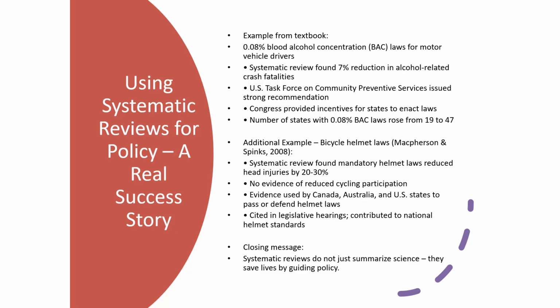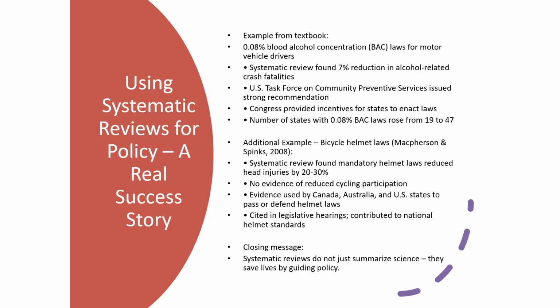Finally, let's talk about how systematic reviews actually changed policy. The textbook gives us an excellent example: the 0.08% blood alcohol concentration law. A systematic review found that lowering the legal BAC limit from 0.10% to 0.08% reduced alcohol-related crash fatalities by 7%. That might not sound huge, but when you are talking about thousands of lives per year, 7% is actually a lot of lives.